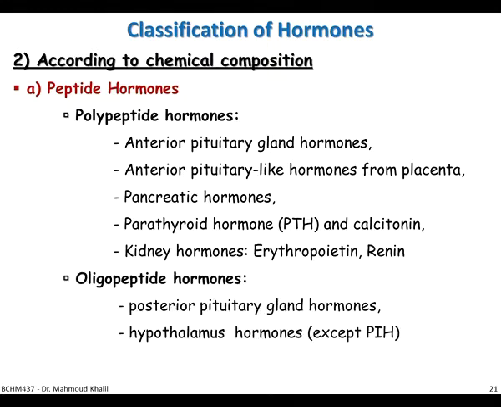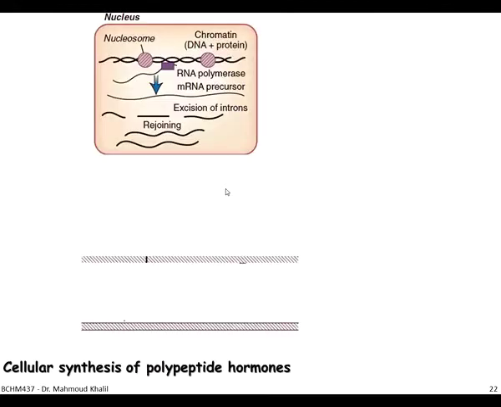There are some other hormones which we call oligopeptides. That means they are short proteins which consist of few amino acids. Oligo means few. So the two hormones of the posterior pituitary gland, which are ADH and oxytocin, are oligopeptides, and as well the hypothalamic hormones, except the prolactin inhibiting hormone, which is PIH.